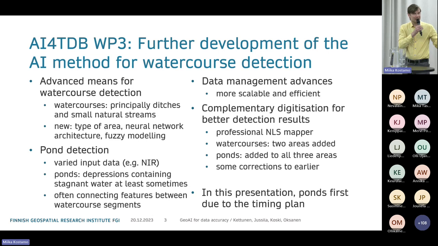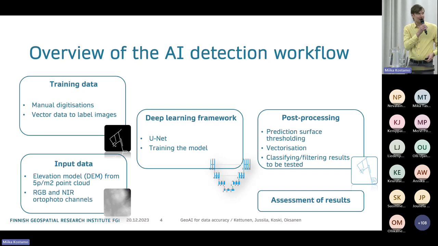Okay, this is the general overview of the AI detection workflow. We have our training data, input data, the convolutional neural network itself in the deep learning framework, and then some post-processing, where this year particularly we found this prediction surface thresholding solution, about which Christian will tell more later. And in the end, of course, we need to assess the results, how many correct and wrong detections we get from the network.